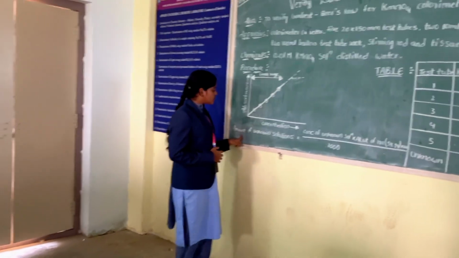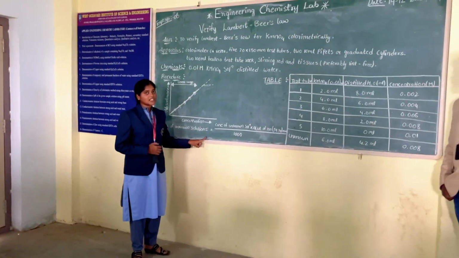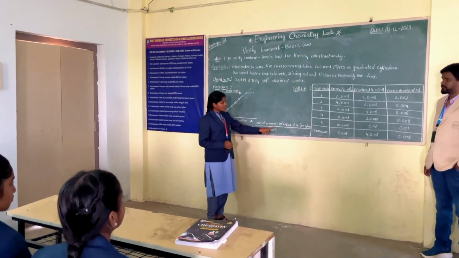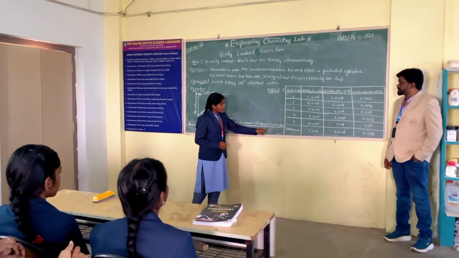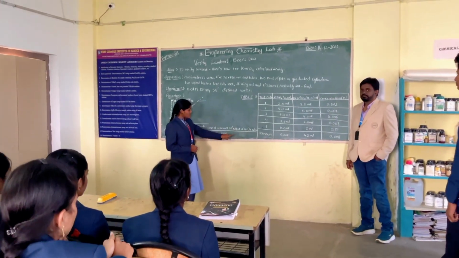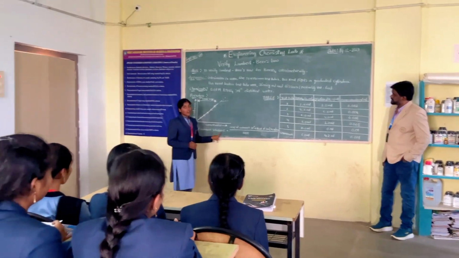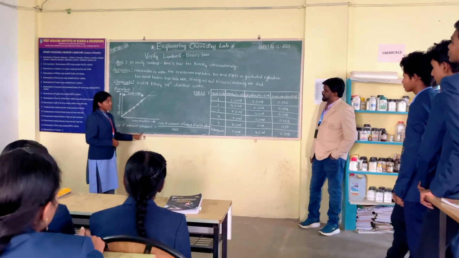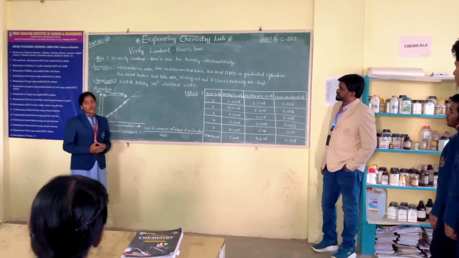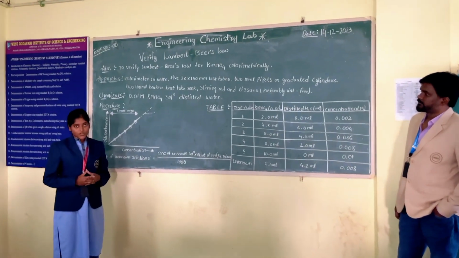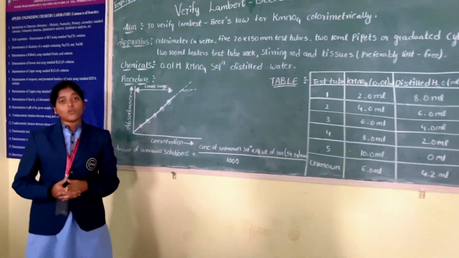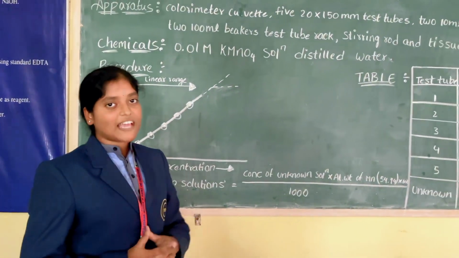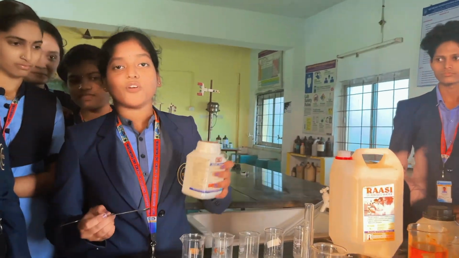Here we use this formula to calculate the unknown concentration of the solution. The formula is concentration of unknown solution times atomic weight of the atom, 54.94, times 100/1000. By using this formula, we can get the unknown concentration of the KMnO4 solution. By using this process, we can know the concentration of any solution. This is the best way to understand how to calculate the concentration of unknown solutions. Thank you.